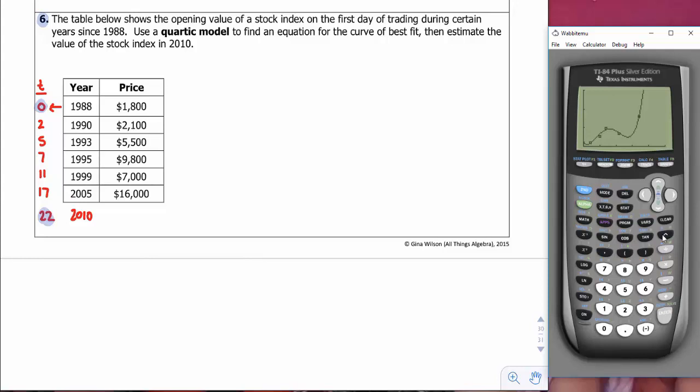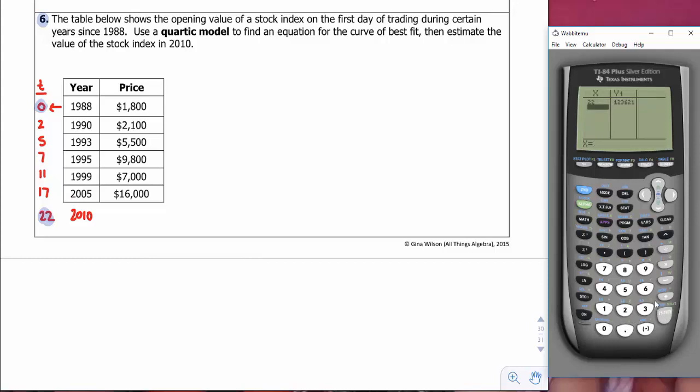But we're going to estimate the value of the stock index in 2010. So I'm going to go to second table, and I'm going to go not 2010. If I did that, by the way, it's going to give me this big error message, like 6.5 times 10 to the 13th, because we're not going out 2010 years. We're going out 22 years after the initial time that this data started. That's 22 years after 1988. So that's why we're plugging in 22. And that's what we get.